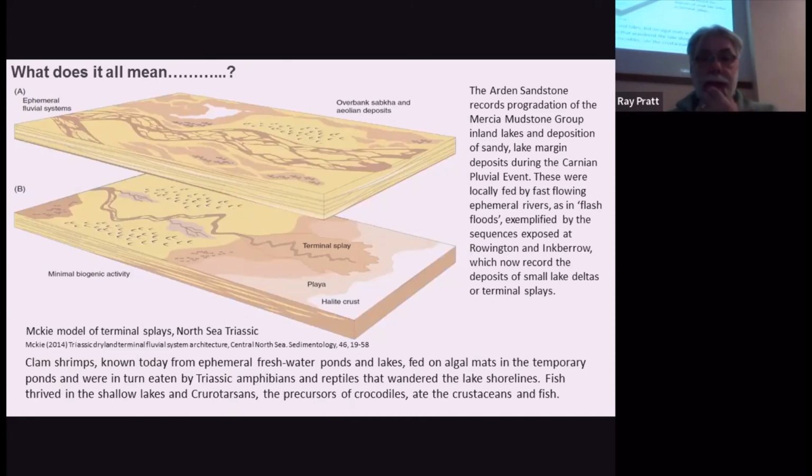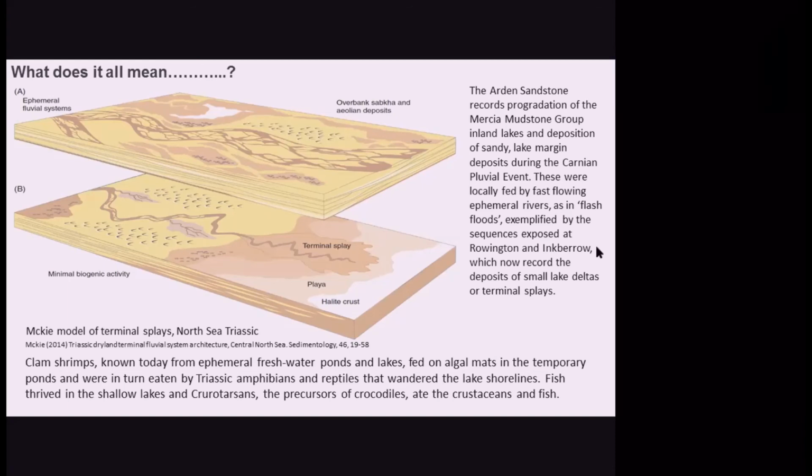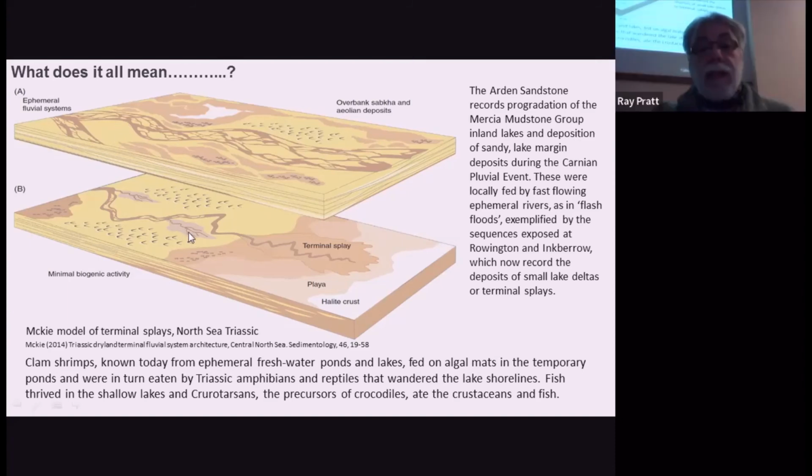So what does this all mean? I've taken here two diagrams from a gentleman called Tom McKie, and he published this in 2014. This is taken from an equivalent sequence in the central North Sea. But I think his interpretations are pretty spot on. Both diagrams are similar. Tom McKie has river systems draining low-lying uplands across low-lying alluvial plains onto terminal splays on the edge of a playa lake, and these terminal splays drying out. When they were in flood, you have major river systems, like we saw at Inkbarrow, and these were quite high energy. So this I think is a good model for the Arden Sandstone.